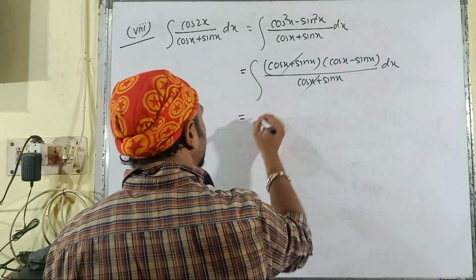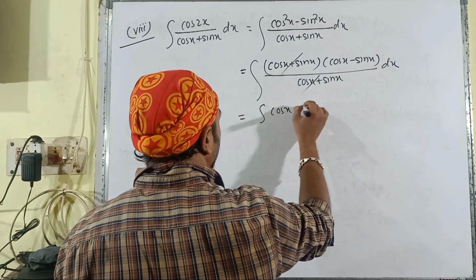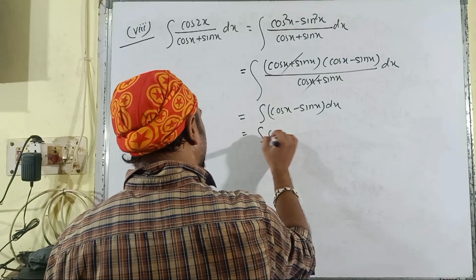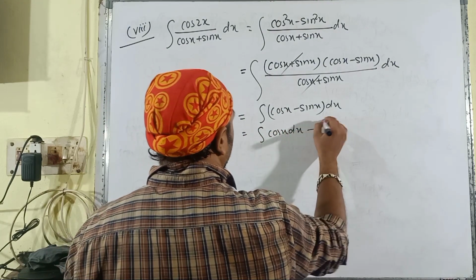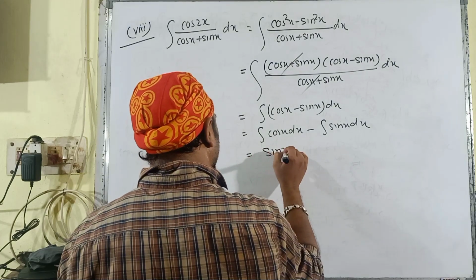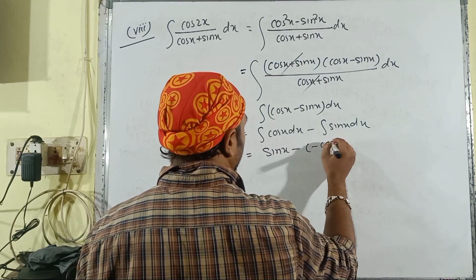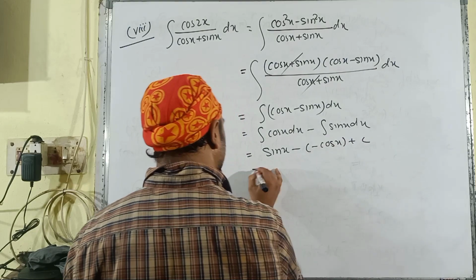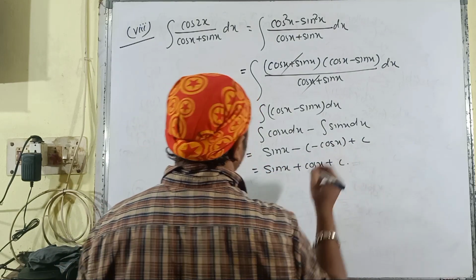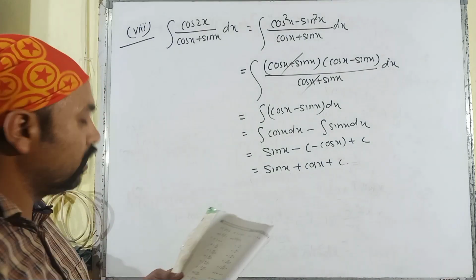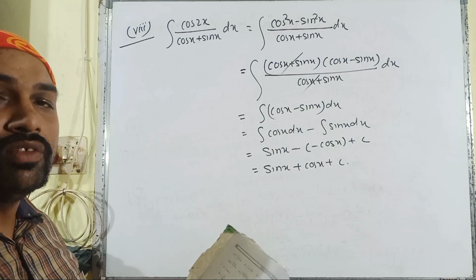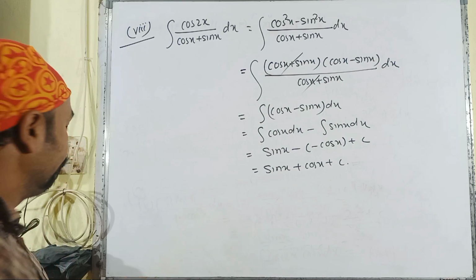Cancelling both of the common parts here, it will be integral of cos x minus sin x with respect to x, then it will be integral of cos x dx minus integral of sin x dx. So it will be sin x minus integral of sin x, it is minus cos x plus any constant c, and that will be equal to sin x plus cos x plus any constant c, and this will be the answer for the 8th bit. Then moving to the 9th bit of problem number 2.